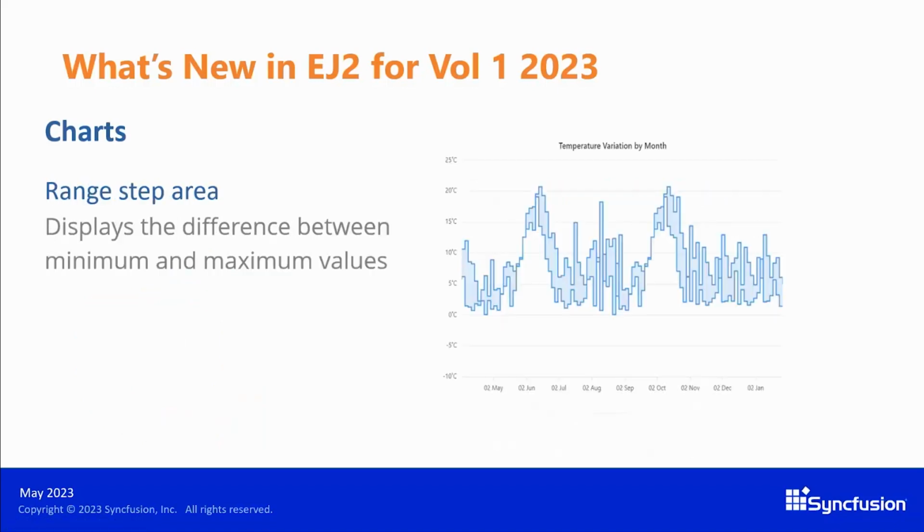And a new chart type has been introduced for all the Essential JS2 platforms, Angular, React, Vue, and that is range step area. So using this chart, now you can display the difference between the minimum and maximum values across the time period. So again, you can have a look at this example from our demo page.